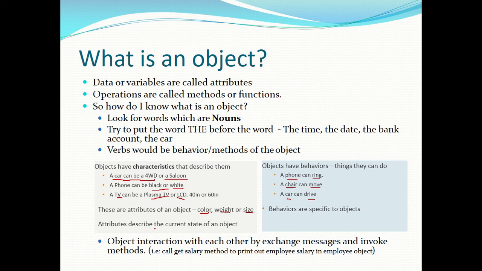But now the attribute describes the state of an object. Always, what is the state of an object? What is the current state? Say the table is a circular and red table. So we describe here the state of the object.